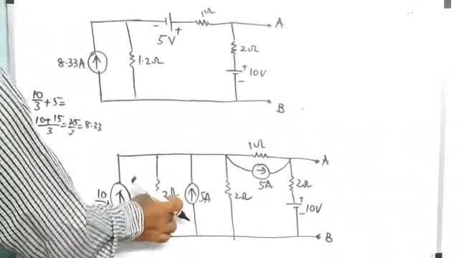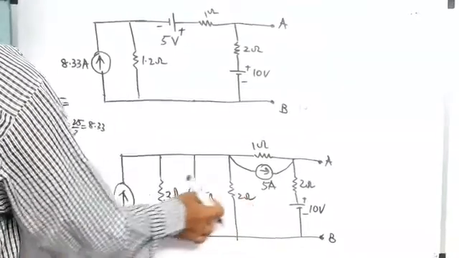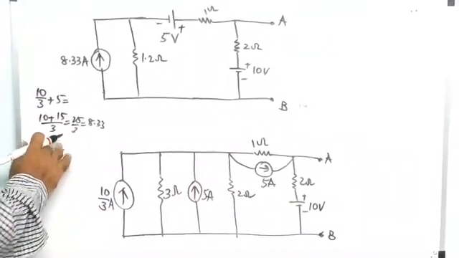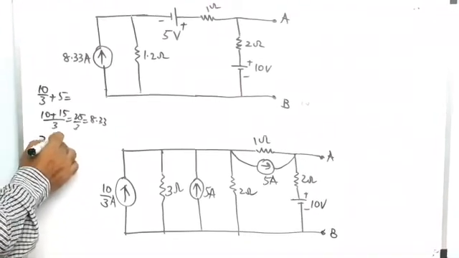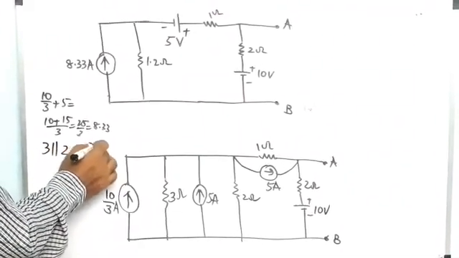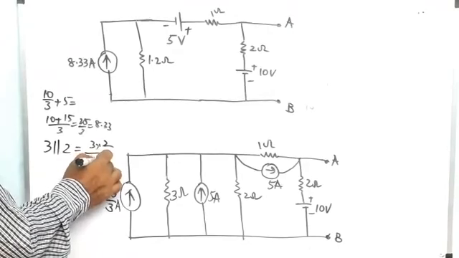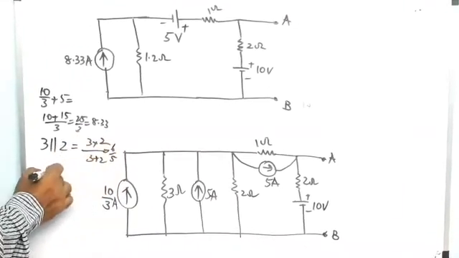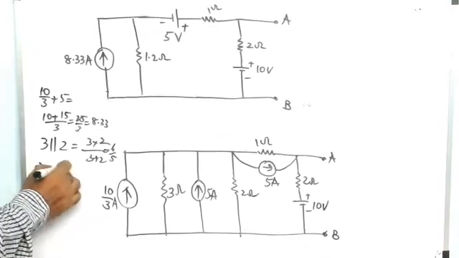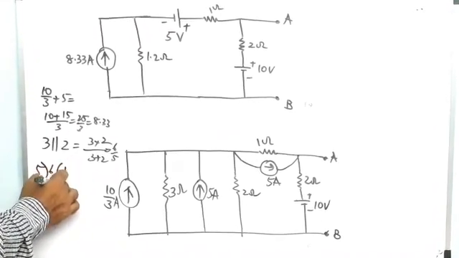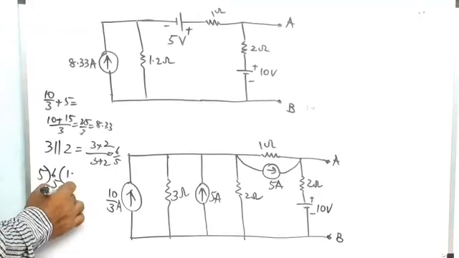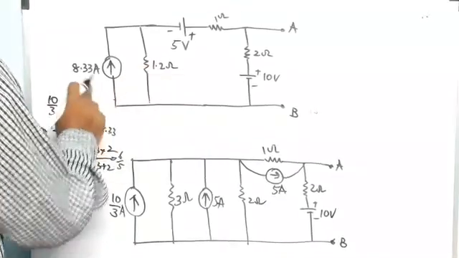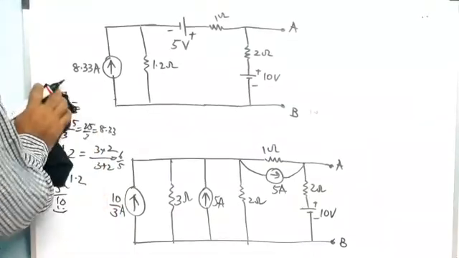Now this is one and this is another, 2 resistors which are connected in parallel. So 3 parallel to 2. So 3 into 2 by 3 plus 2, 6 by 5. So 1.2. 5 1s are 5, 5 2s are 10. That means 1.2. Now I have rearranged like this.